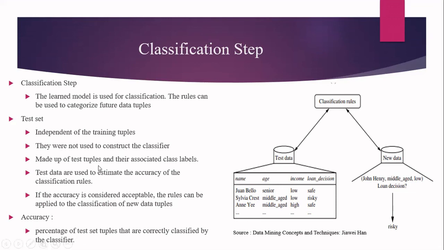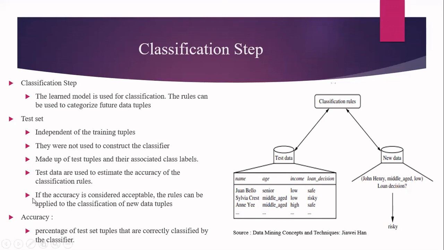They are made up of test tuples and their associated class labels. Again, the testing data set should also have the associated labels. Then only you can use it. The test data are used to estimate the accuracy of the classification rule. In any machine learning algorithm, we will definitely be testing. With that test data only, we say what the accuracy of that particular model is. For example, I will say that accuracy is 80%, or 20%, or 90%, and so on. The accuracy is determined only by checking the model against the test data.